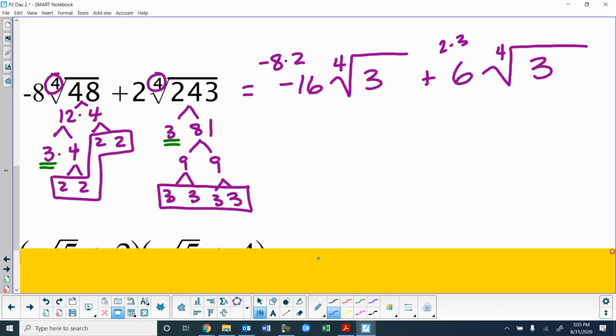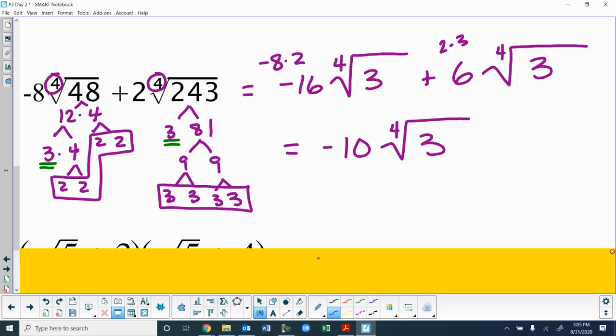So 3 is left over there. Now if we look at the problem, we've simplified both those radicals, and we have negative 16 fourth root of 3 plus 6 fourth root of 3. Now I have like radicals. I can add those. So negative 16 plus 6 will be negative 10, and it just stays fourth root of 3. Okay, so you have a few problems where you're going to have to simplify by adding or subtracting.